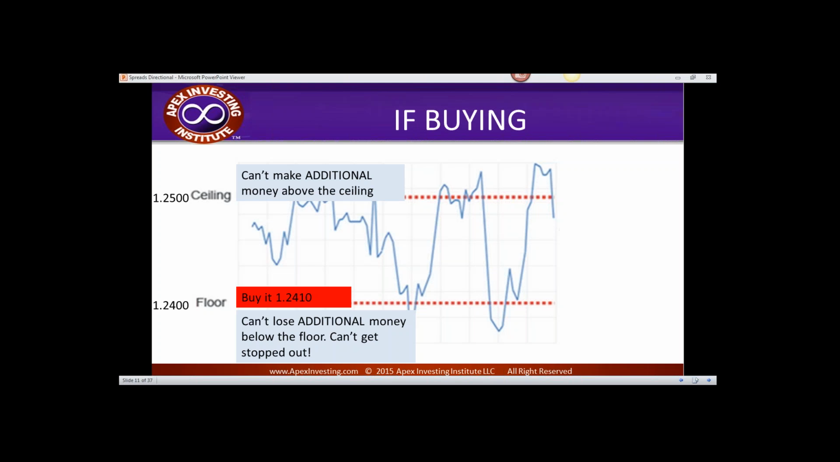Okay, so when I started with binaries, I didn't understand spreads. I thought you couldn't make money with spreads. I thought it was too hard to make money with spreads. I thought the market has to move like crazy. It doesn't once you understand them.